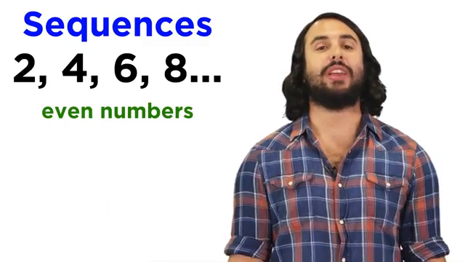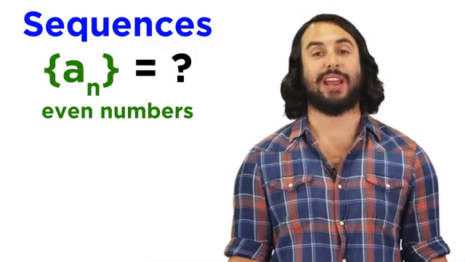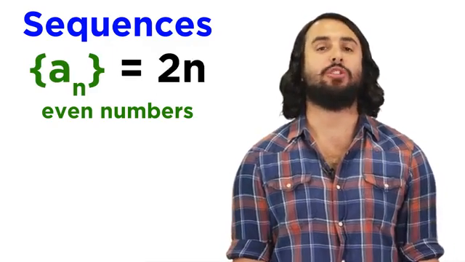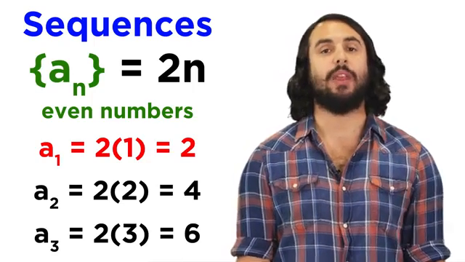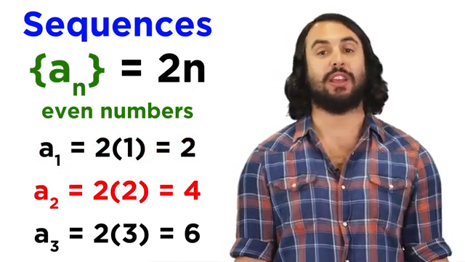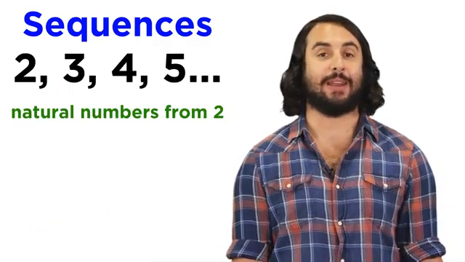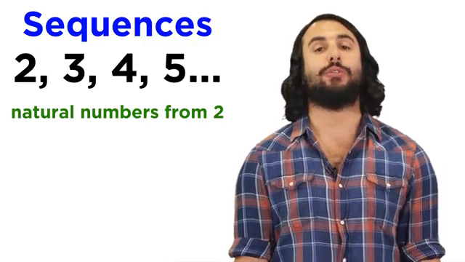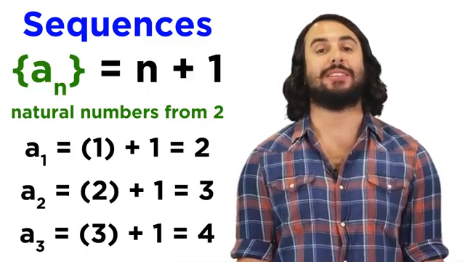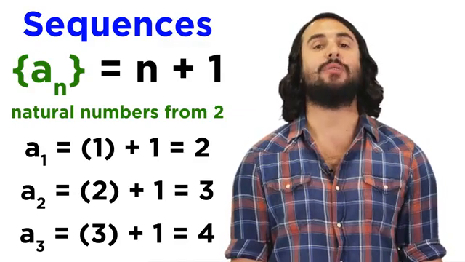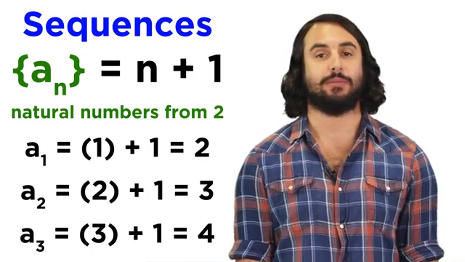Now let's list all the even numbers. 2, 4, 6, 8. How would we represent this series? That would be 2n. A1, where n equals 1, gives us 2. A2, where n equals 2, gives us 4, and so forth. What if we do the natural numbers again, but start with 2? Now the first term is 2. The second term is 3, so we can represent this as n plus 1, where every term is 1 greater than its chronological number in the sequence.